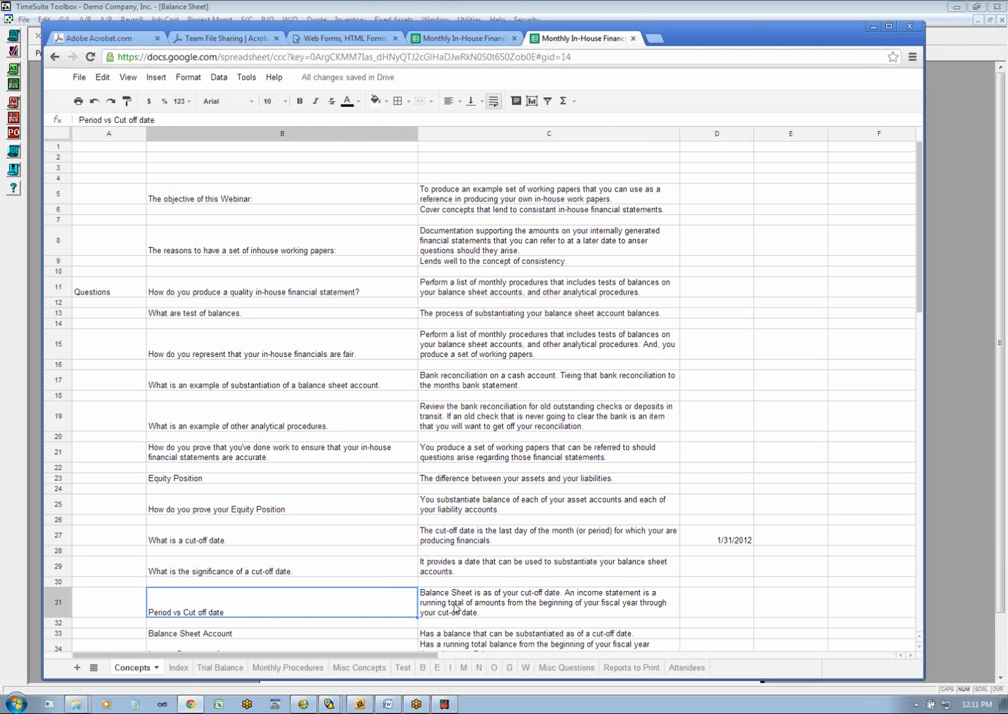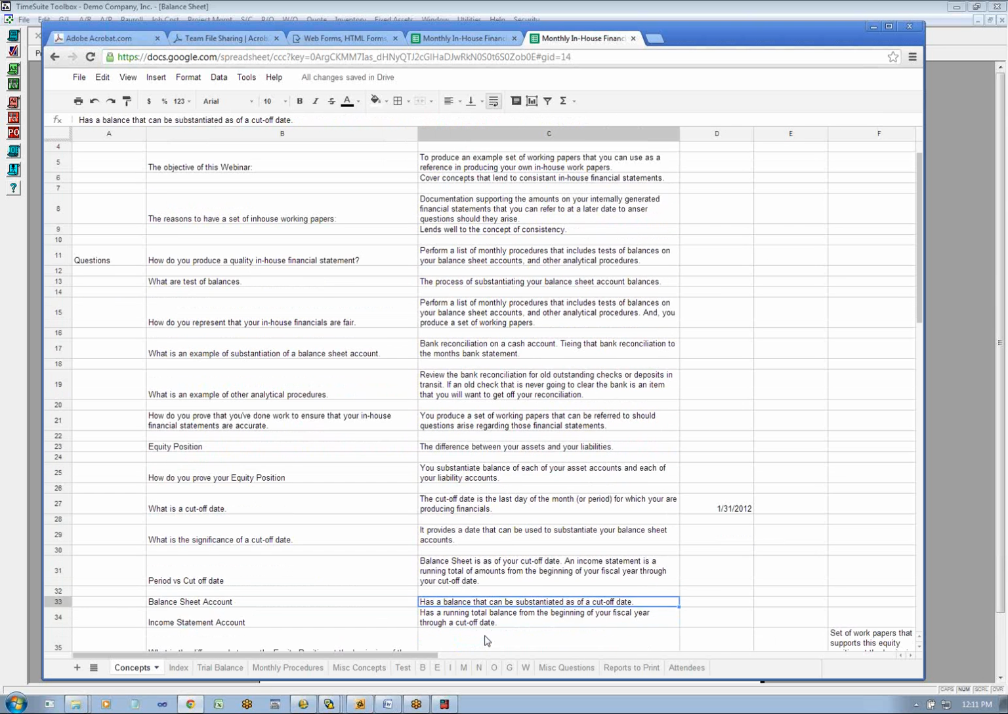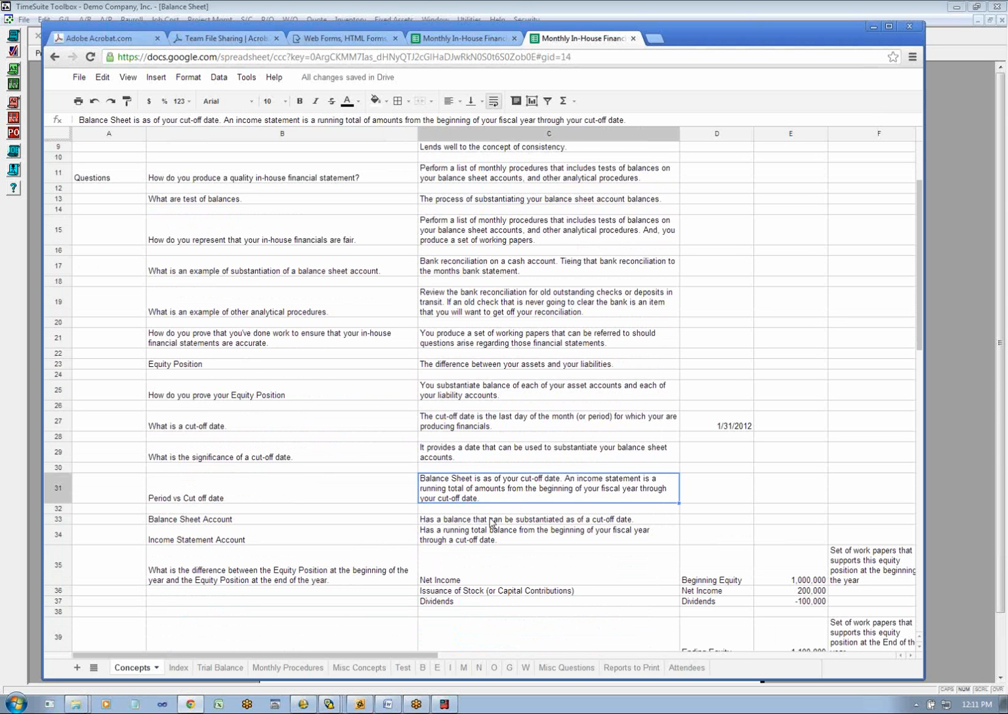Okay, so period versus cutoff date. A balance sheet is as of a cutoff date. An income statement is a running total of amounts from the beginning of your fiscal year through the cutoff date. So that's your period. The balance sheet doesn't really deal with the period. It just deals with the ending date. The income statement deals with a period from the beginning of your fiscal year through the cutoff date.